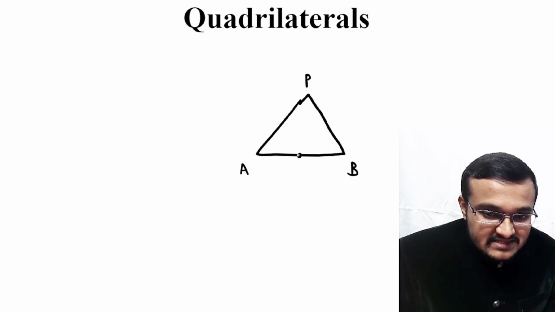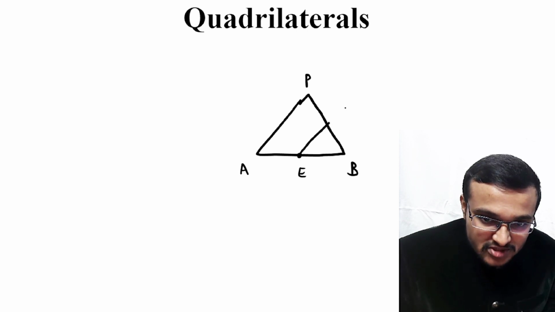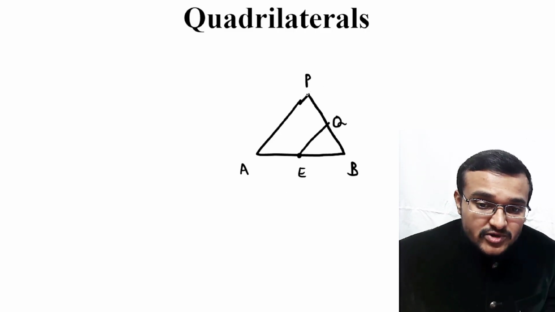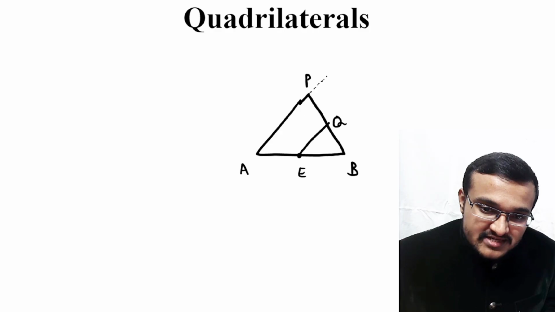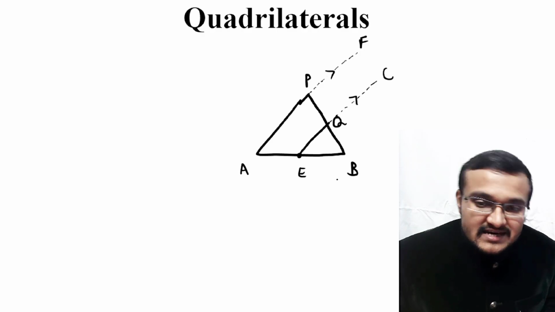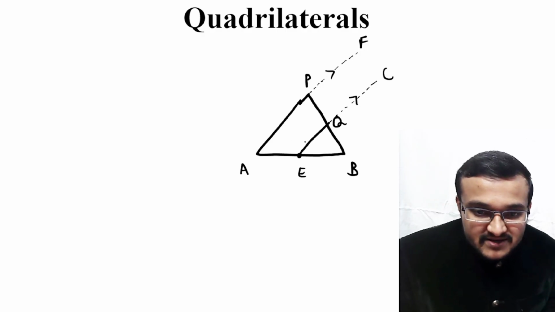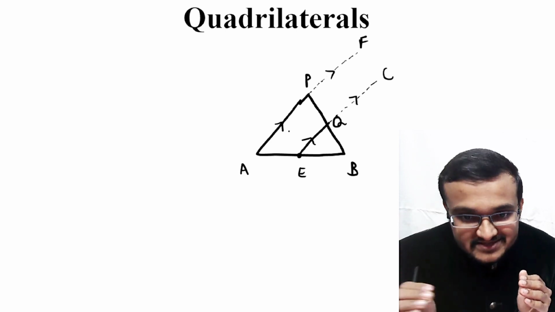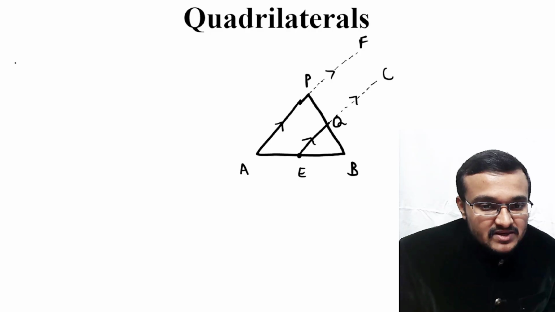Here we have E as the midpoint of AB, and the point where it crosses DB they have named as Q. So here we have proved AF and EC are parallel to each other. If you extend AP, it will go up to F, and if you extend EQ, it will reach C. So EQ is parallel to AP because Q is lying on EC and P is lying on AF.